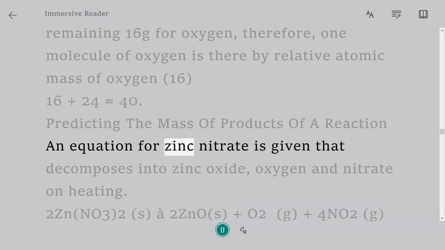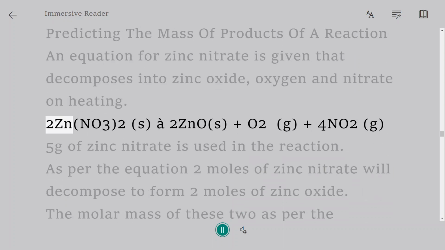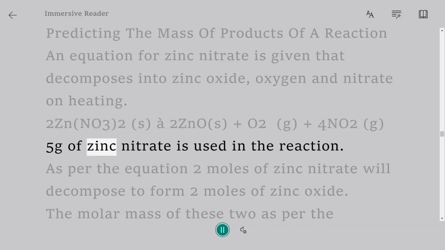An equation is given for zinc nitrate, which decomposes into zinc oxide, oxygen and nitrogen dioxide on heating: 2Zn(NO3)2(s) → 2ZnO(s) + O2(g) + 4NO2(g). 5 g of zinc nitrate is used in the reaction.